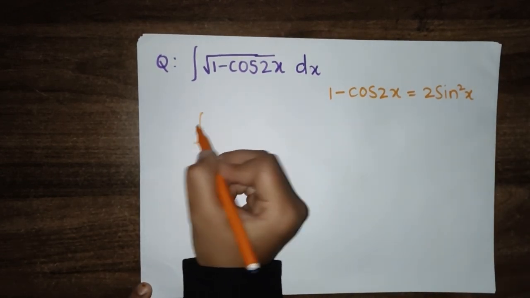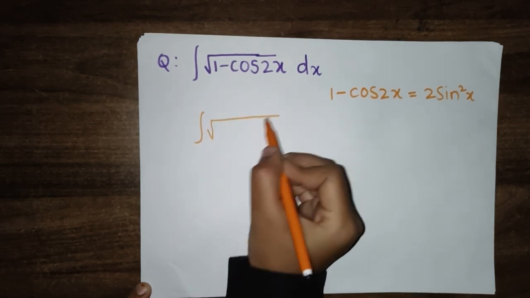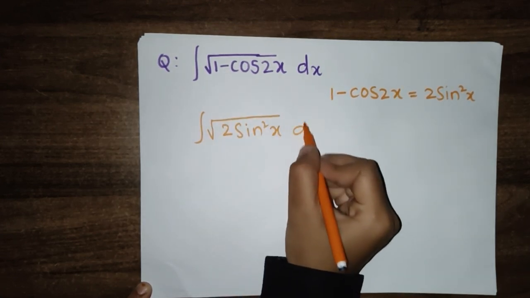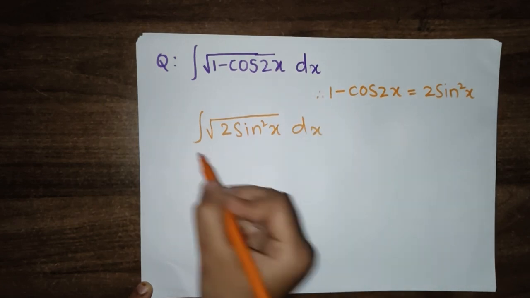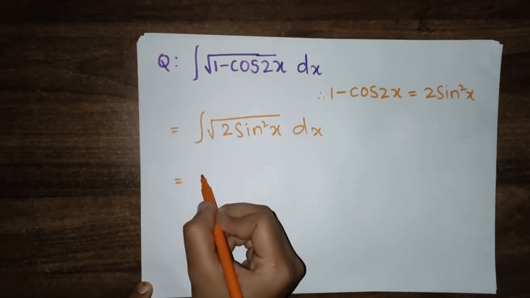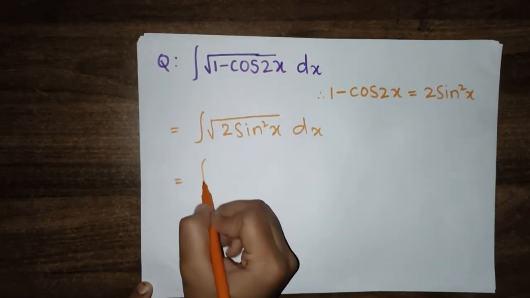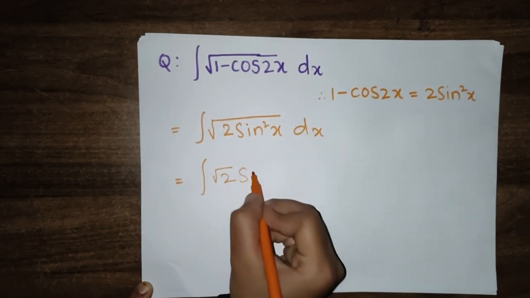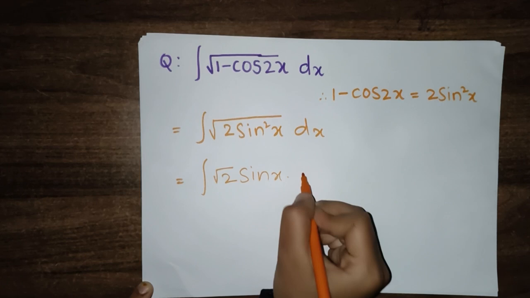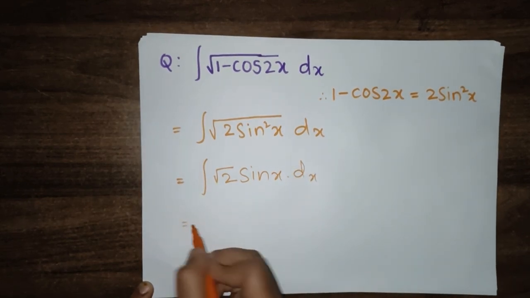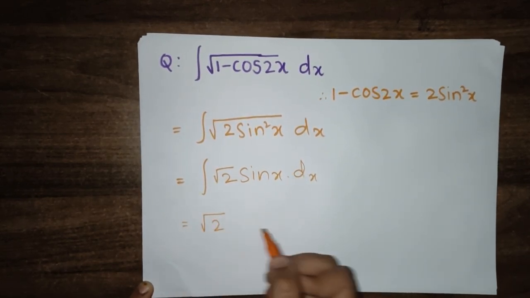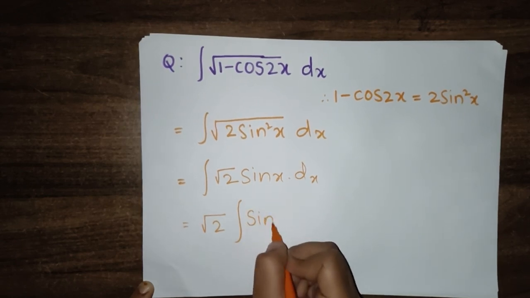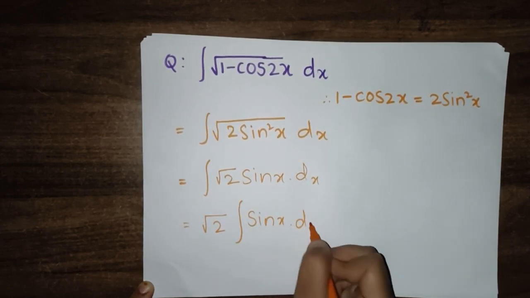So integration of under root 2 sine square x dx. Let me just separate it. Root 2, as here the square and root get cancelled, sine x dx. Root 2 is a constant, let me keep it out of the integral. Root 2 integration of sine x dx.